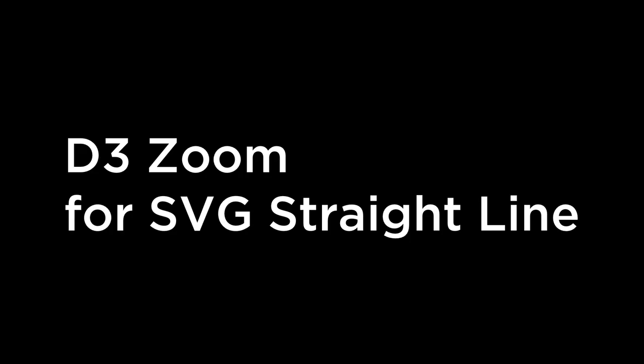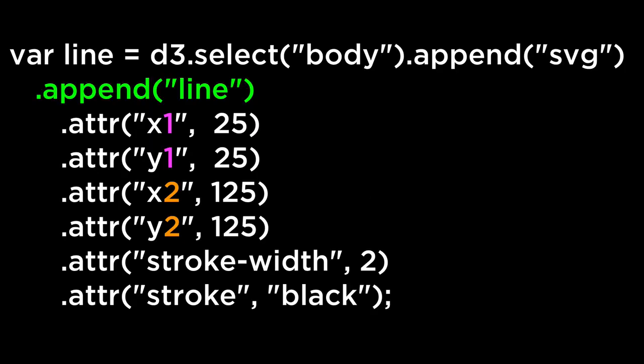D3 zoom for SVG straight line. This is an SVG straight line basic shape generated by D3. The SVG straight line consists of an x1, y1, x2, y2, stroke width and stroke color. Note that we are not passing the x and y variables through a D3 scale, so it will be drawn in the normal SVG coordinate space.